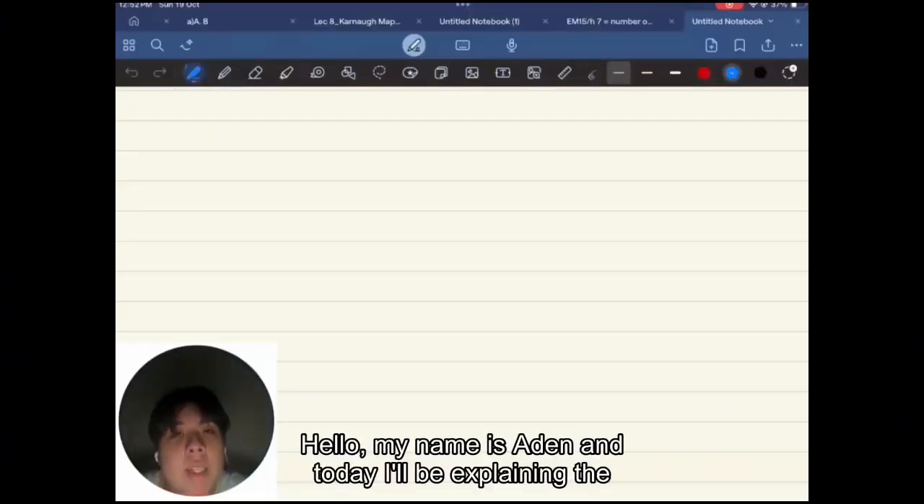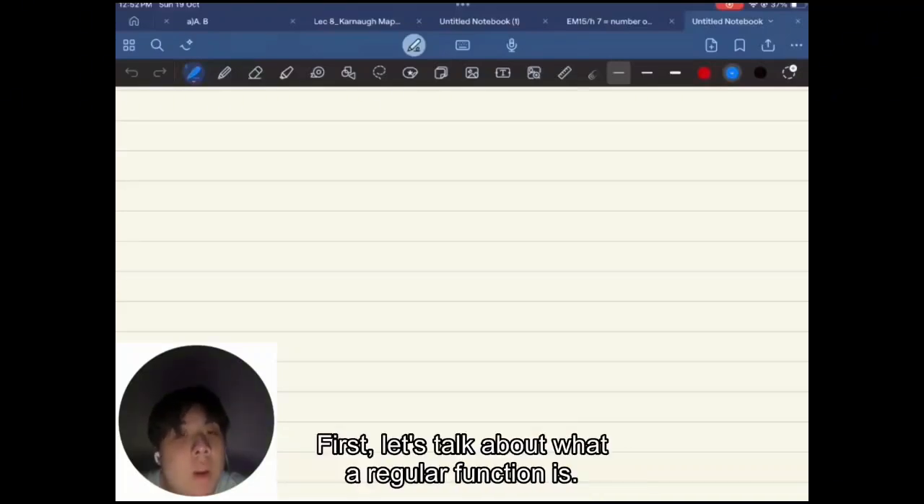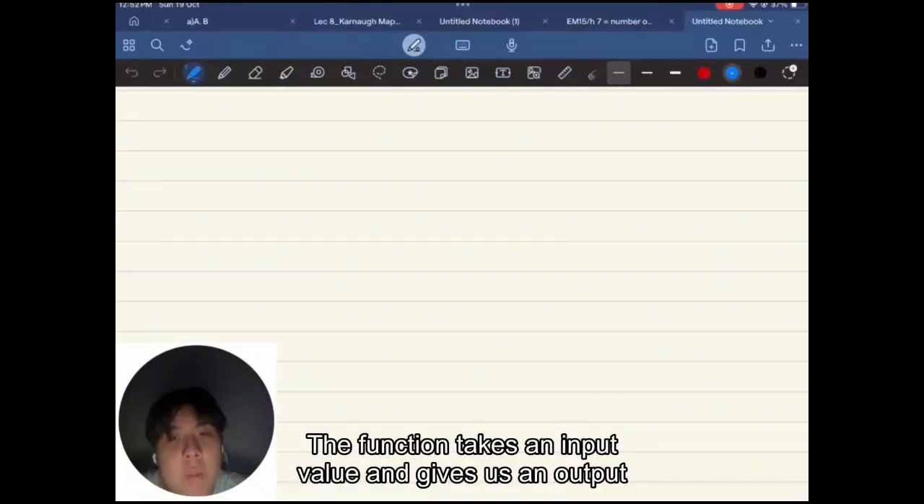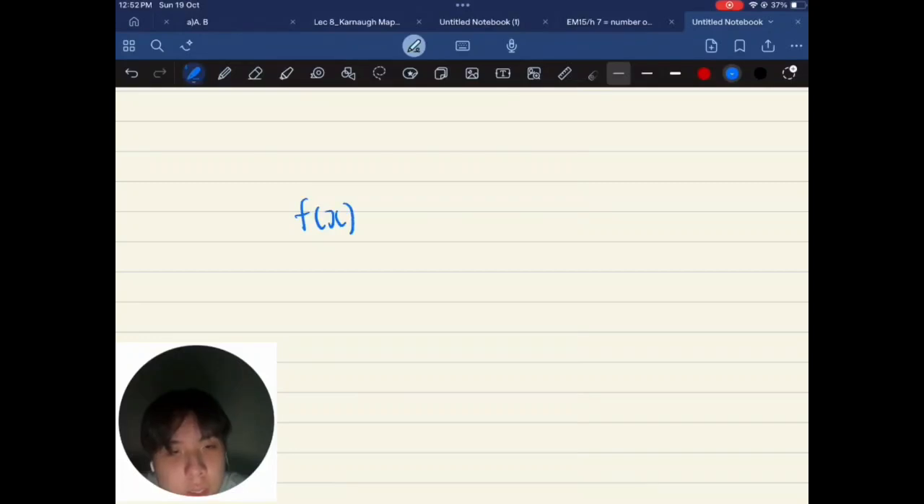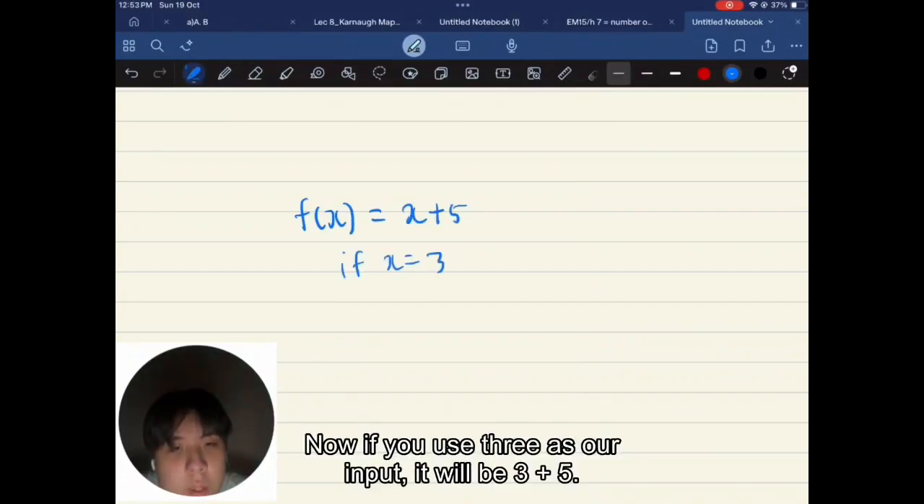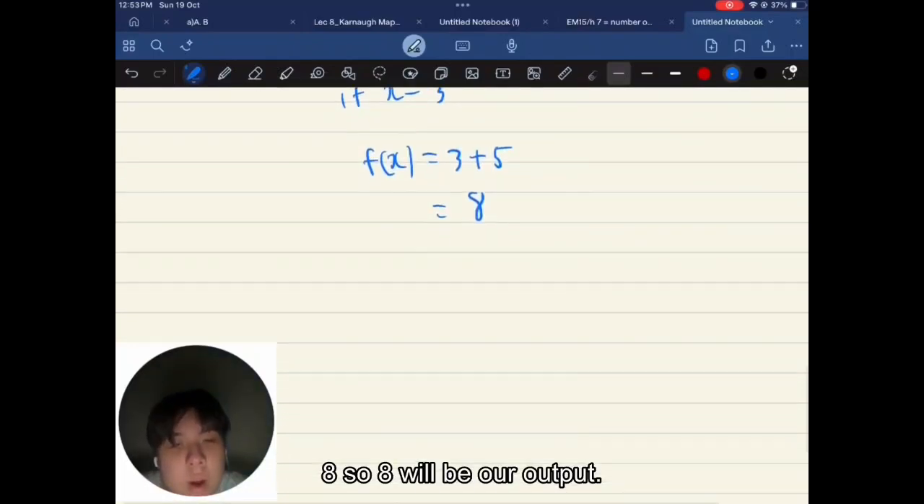Hello, my name is Aiden, and today I'll be explaining the concept of an inverse function. First, let's talk about what a regular function does. A function takes an input value and gives us an output value. For example, we can use f(x) equals x plus 5. Now, if we use 3 as our input, it will be 3 plus 5 equals 8. So 8 will be our output.